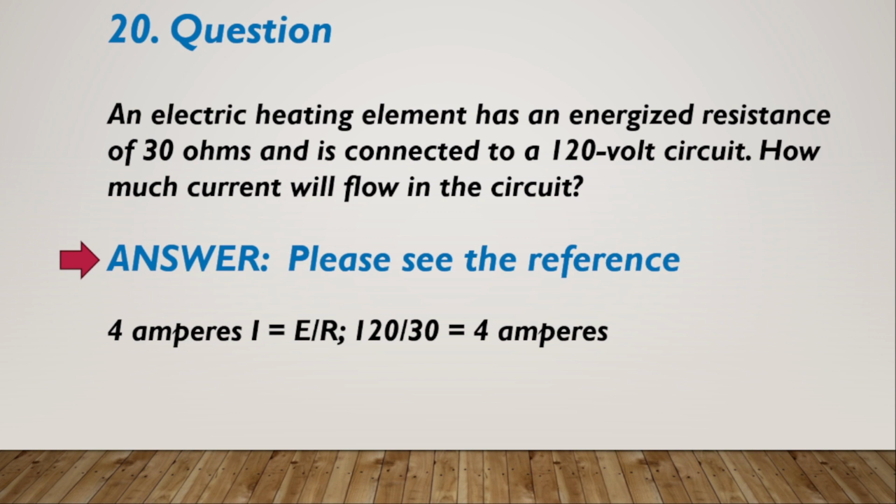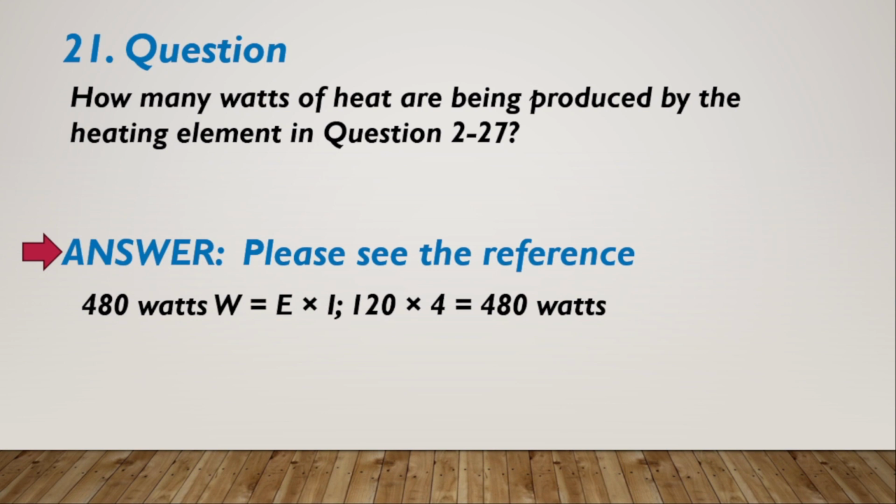Question number 20. An electric heating element has an energized resistance of 30 ohms and is connected to a 120 volt circuit. How much current will flow in the circuit? Please see the reference.